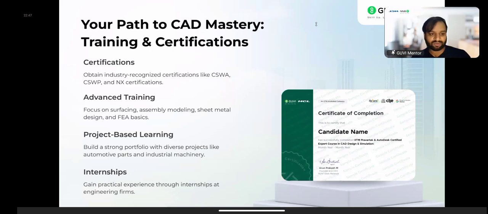Project-based learning, so building a strong portfolio with diverse projects. Let's discuss this third point. Why? Because when you apply for a job, you generally give your resume or CV to a recruiter. But if you attach your portfolio with that, you can stand out of the crowd. But you must be thinking about how to create that.